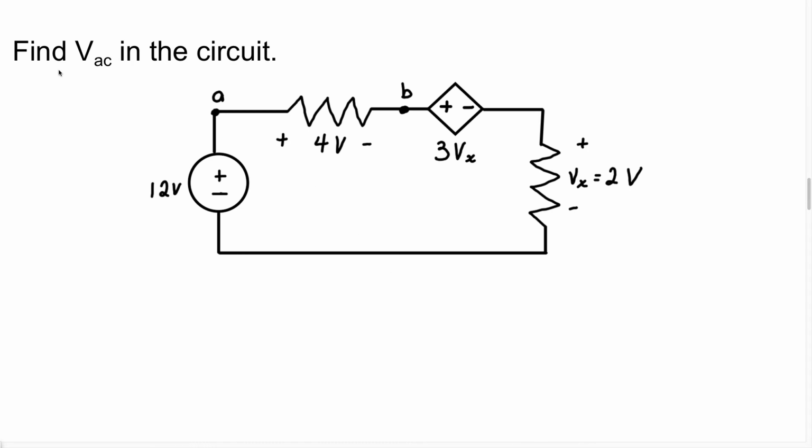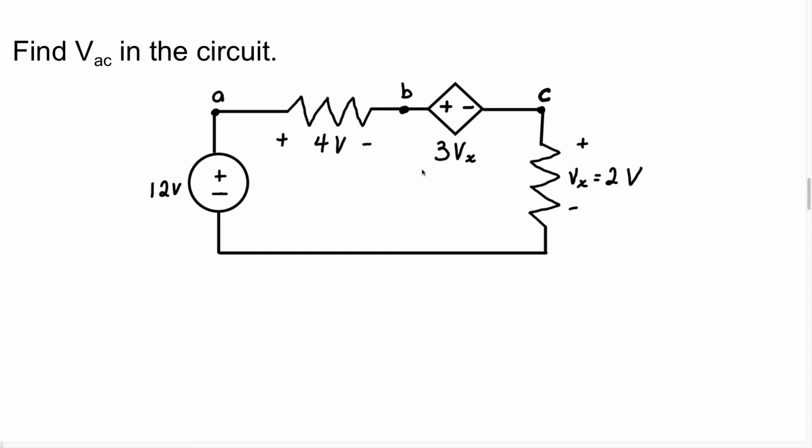So this question says find VAC in the circuit. So let's find where VAC is. Let me add in where C is going to be, and that's going to be right here. So we know VAC is going to be this entire line, right? So this entire wire right here is going to be VAC.